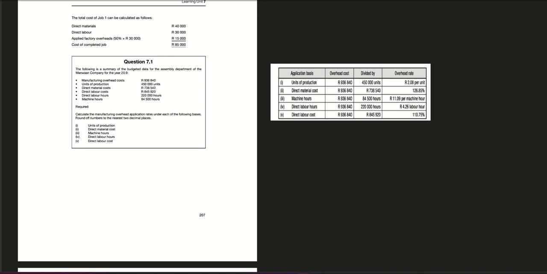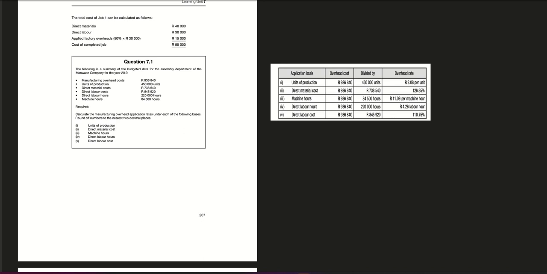So they provide you a summary of budgeted data for an assembly department of a specific company, right? So you have the manufacturing overhead cost. That should draw your attention already, because that says this is my numerator, because this is my total manufacturing overhead cost. But they also provide you unit of production, direct material cost, direct labor cost, direct labor hours, machine hours. So you have hours, you have cost, and you have units. So everything, all possible scenarios that could be provided to you.